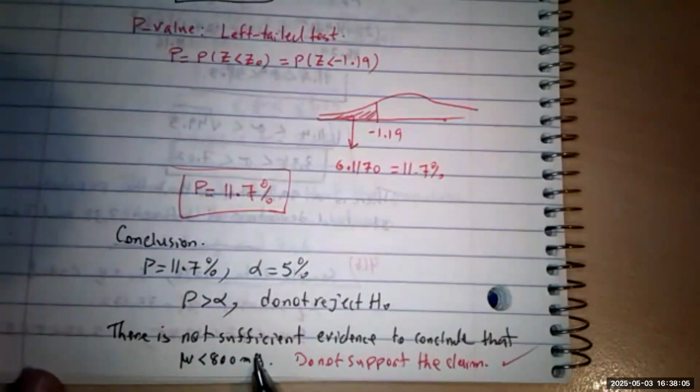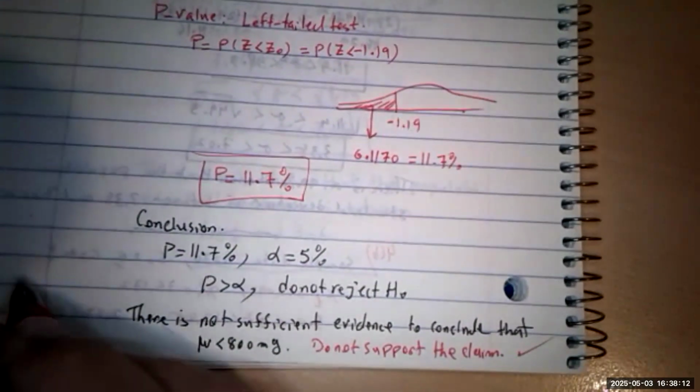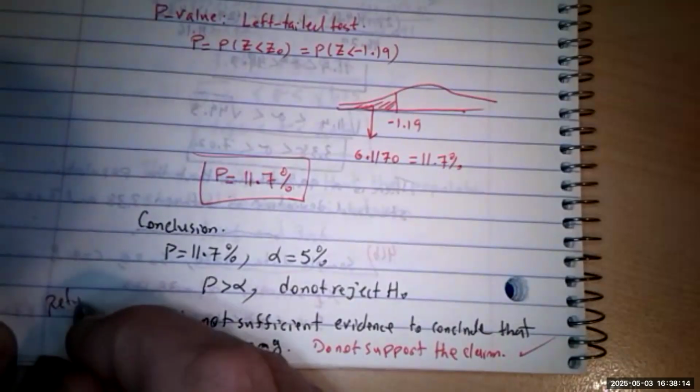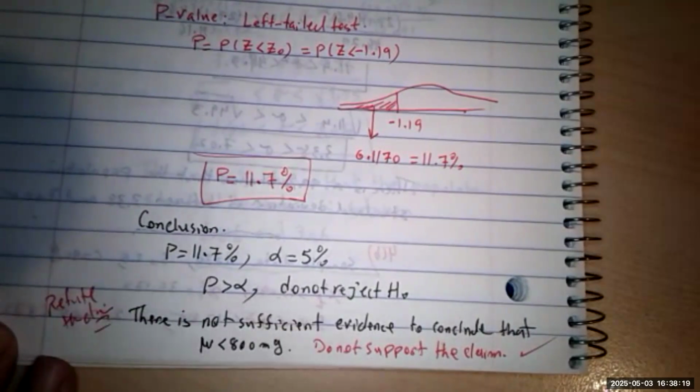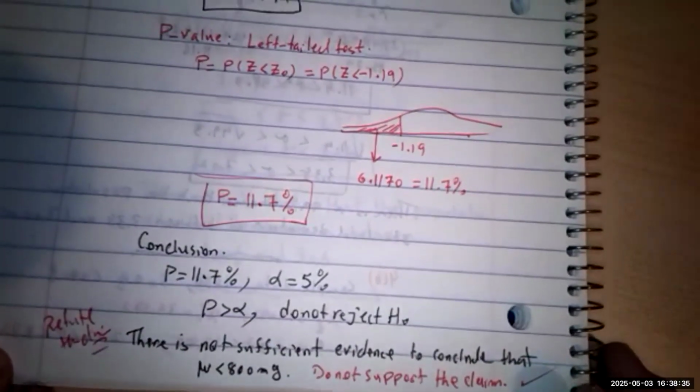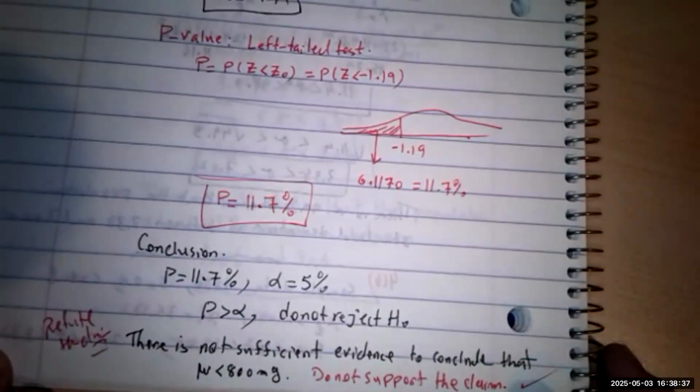But that was your claim. So we say do not support the claim, or sometimes they say refute the claim. The word reject is very strong here, because it's just based on the information that you have. Usually we say do not support the claim. So that's how you set up this problem.